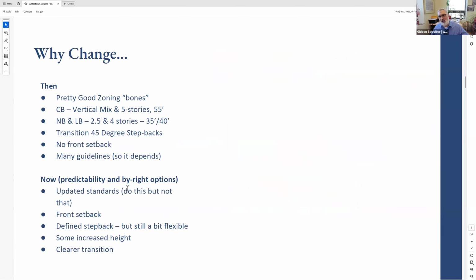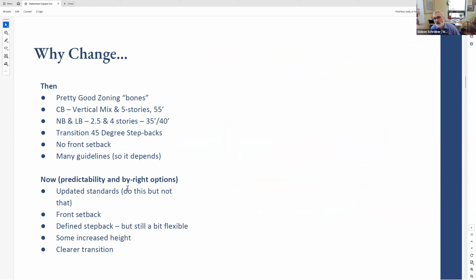I was asked why change. It's a tough one. We were getting some really good projects. We were getting a mix of projects. Watertown is, you just never know when you're going to get development because it's all new or redevelopment. So we had pretty good zoning bones.